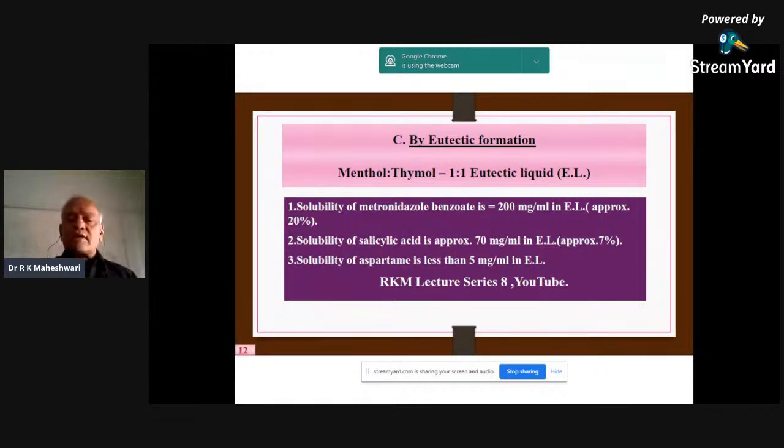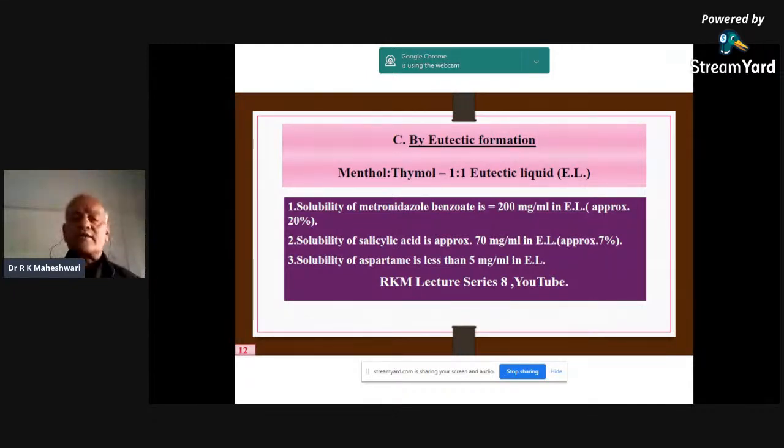Of course, do not relate this with formulation, please. We are not making any formulation, we are giving the proof only. So do not relate it with the toxicity of menthol or thymol, because these are just the proof that the solids come into liquid state, the molecules come into liquid state, by eutectic formation.